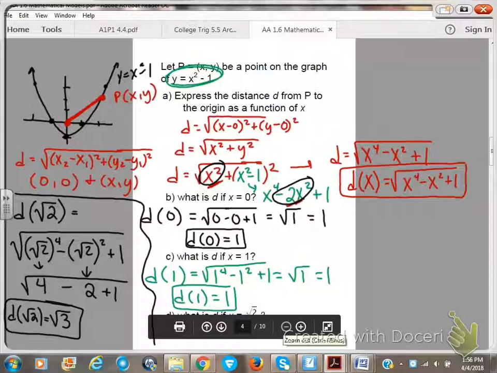Questions on this one? It's not that bad once you get the first part. The first part is the hardest, getting your equation. You just plug it in. Everybody have what they need? Where's the last part? This side over here. Yes, over here, the d of square root of 2.